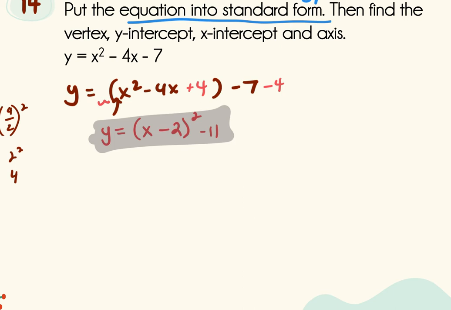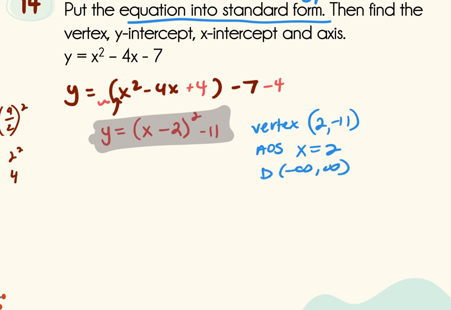Then I find my vertex. So the vertex is the opposite of what follows x, which would be 2, and whatever's after the parentheses, we keep the sign, so it's negative 11. From here, I can get my axis of symmetry, x equals 2. I know my domain, negative infinity to positive infinity. Which direction does this open? Up, which means I can get my range would be from k, negative 11, to positive infinity. And again, it didn't ask for it, but there would be a minimum here, and it would be negative 11.